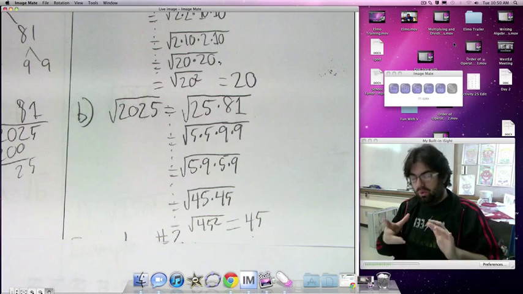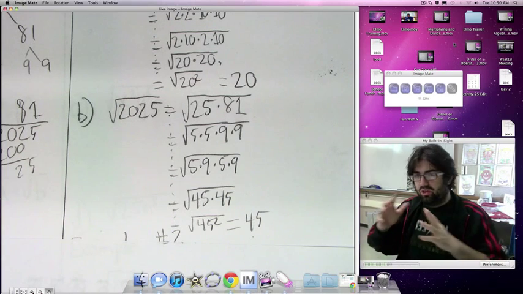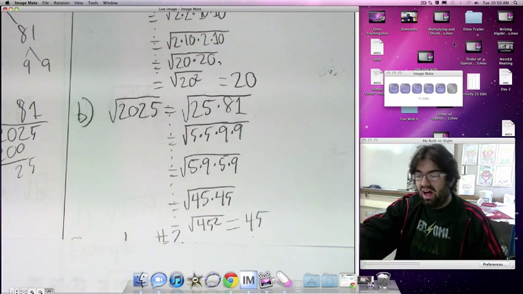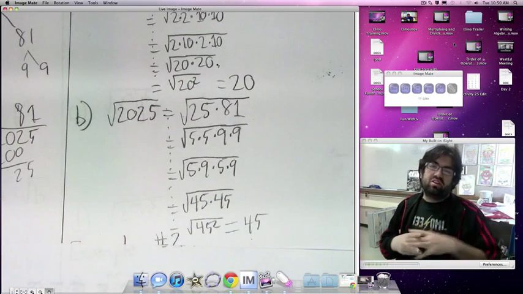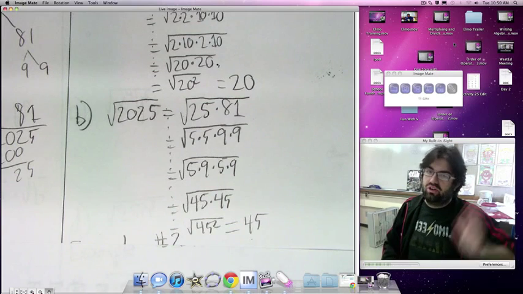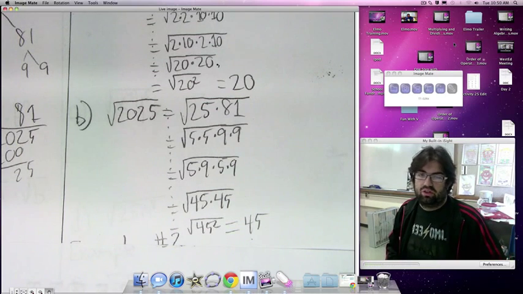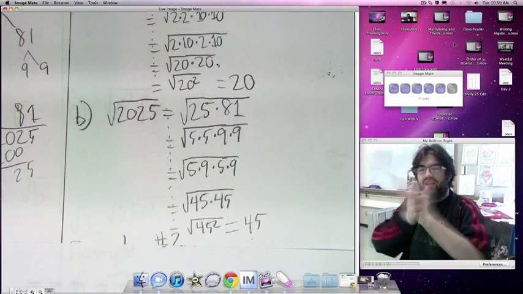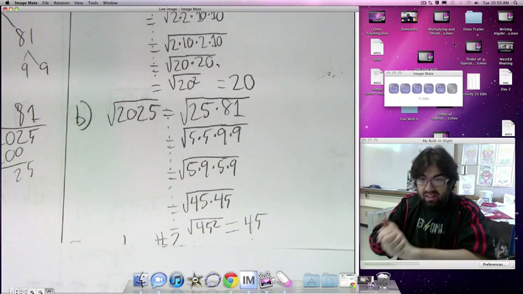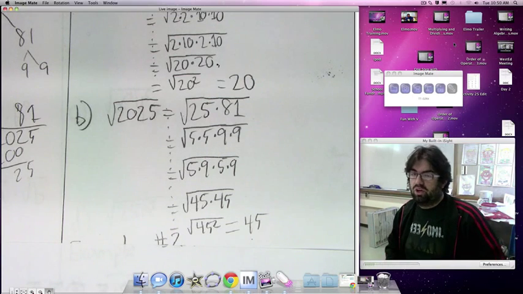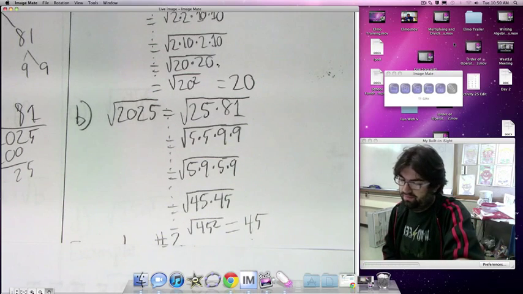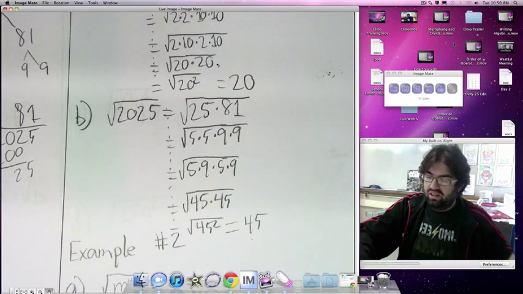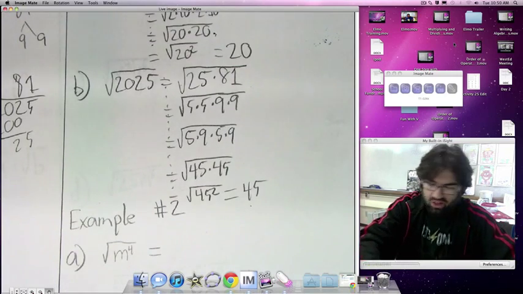That's kind of what we're doing, all these great things. That's the idea though. I want to turn this into something to the second power so that the second power just goes away and it's whatever's left over. The second power and the square root cancel each other out because they are inverse operations. So the answer to this one's 45. Going with that idea, here we go.